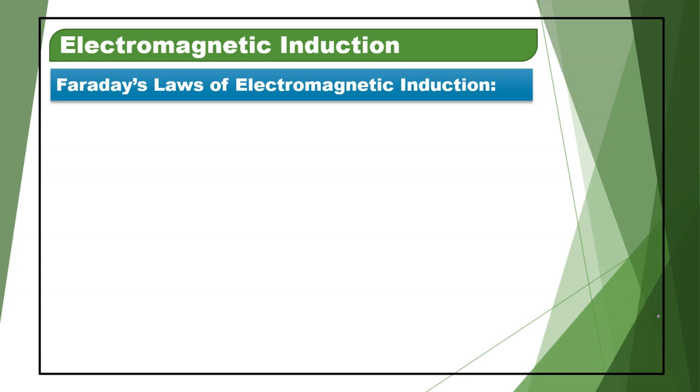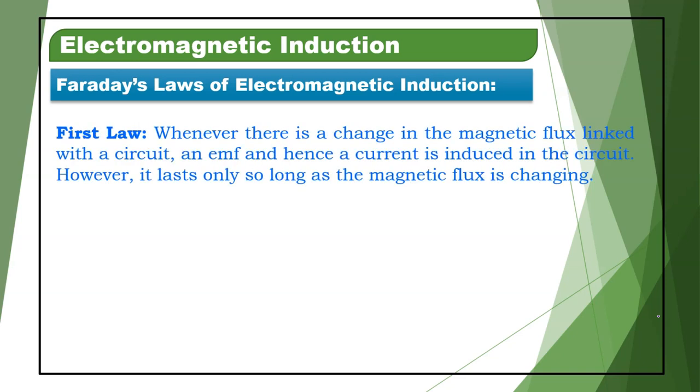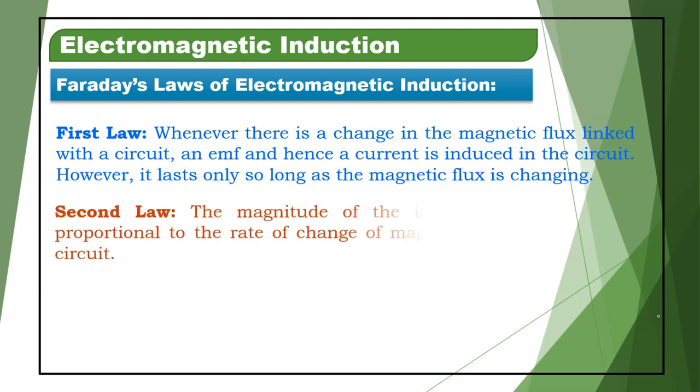Next topic you have Faraday's law of electromagnetic induction. The first law explains that whenever there is a change in magnetic flux linked with a circuit, an EMF, and hence a current, is induced in the circuit. However, it lasts only so long as the magnetic flux is changing.